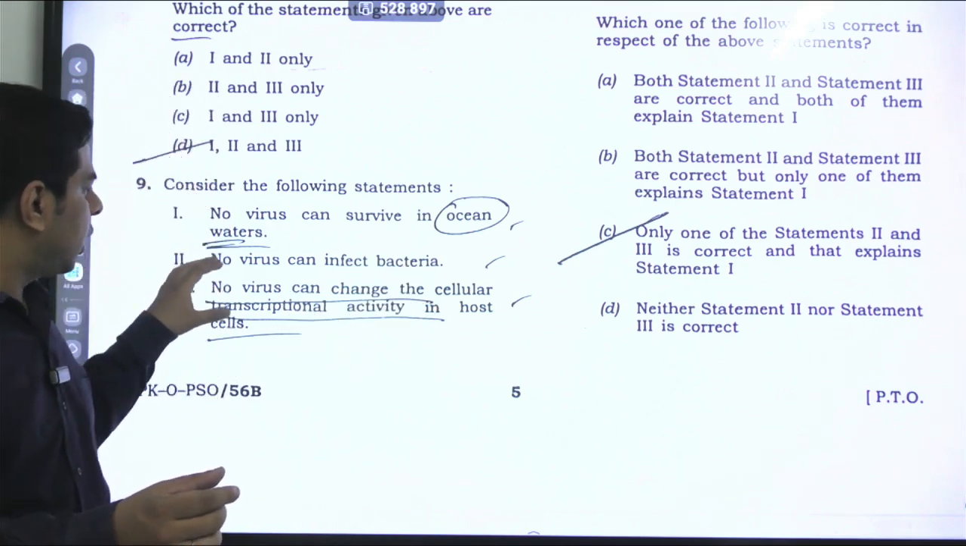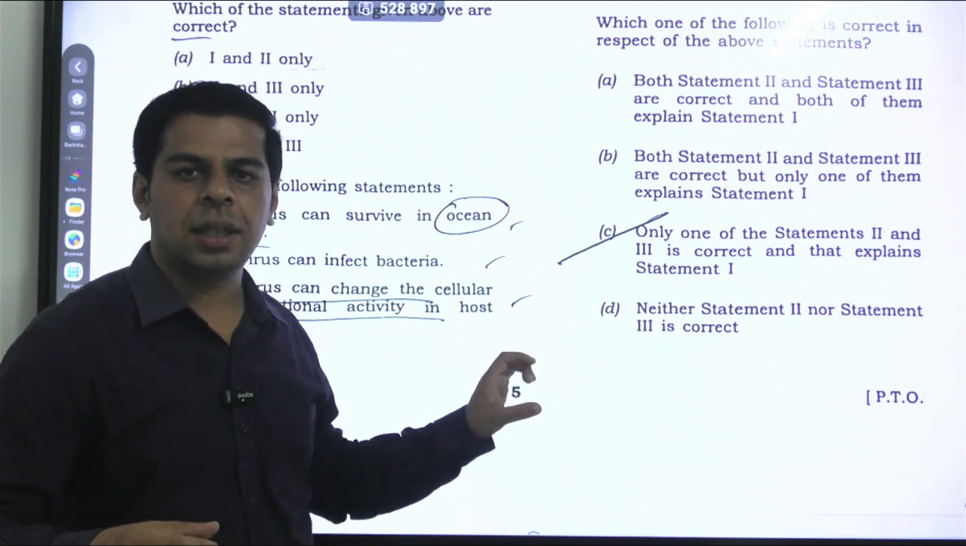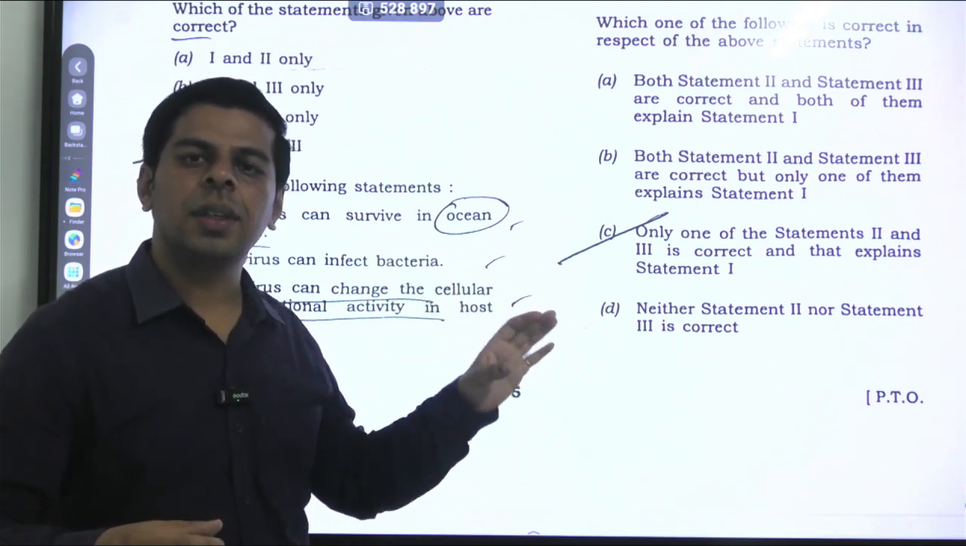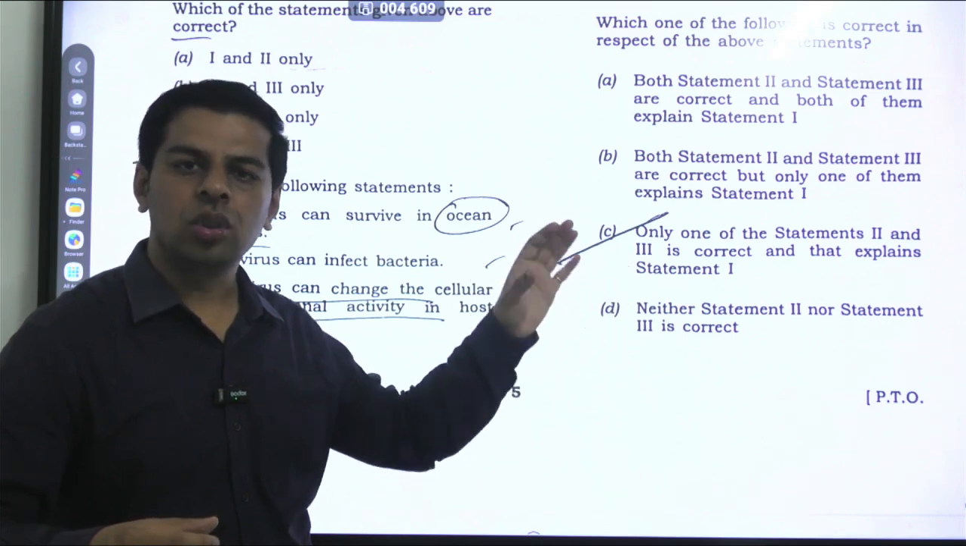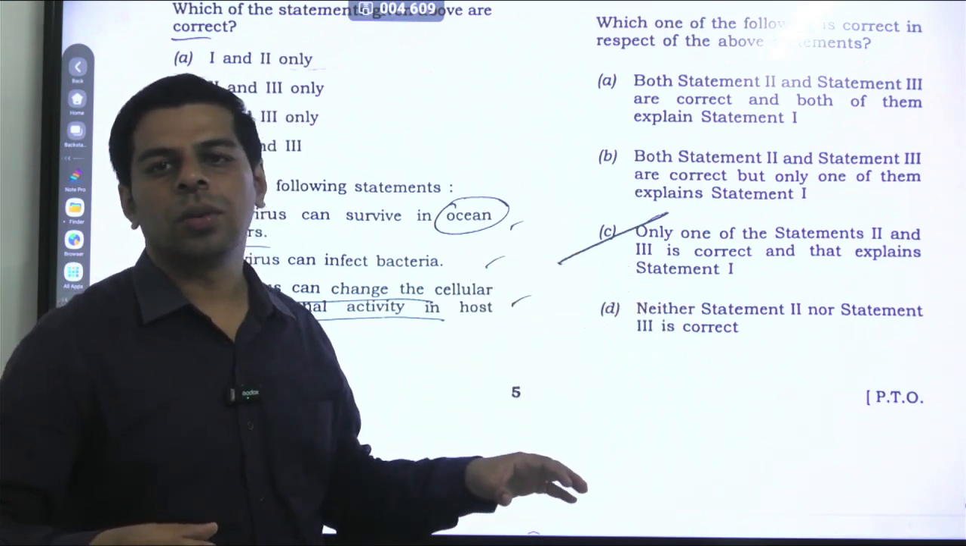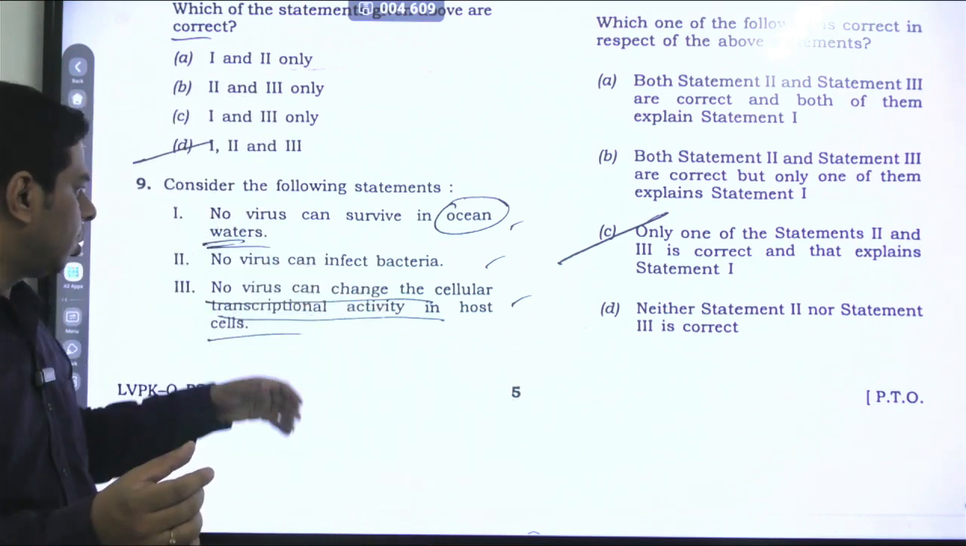And the second says no virus can infect bacteria. This was directly mentioned in our class lecture. There is a specific virus called bacteriophage. Bacteriophages are viruses that infect bacteria. Zoophages infect animals, phytophages plants, mycophages fungi, and phycophages algae. So the second one was easy to eliminate once again.